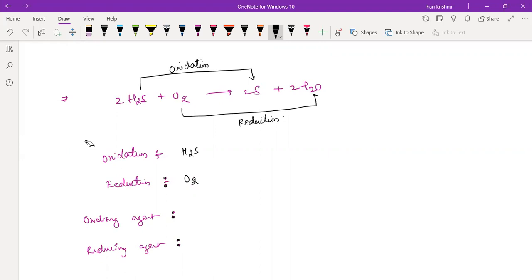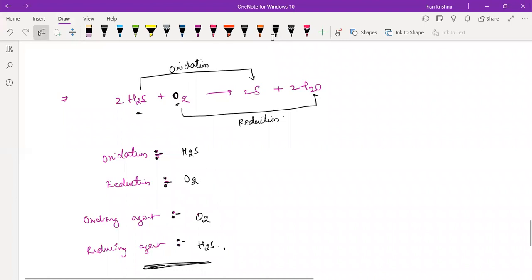What is the oxidizing agent? If H2S is undergoing oxidation and O2 is undergoing reduction, then O2 is the oxidizing agent, right? And H2S is the reducing agent. Any doubts in this part? Anybody has any doubts? No doubt, sir.